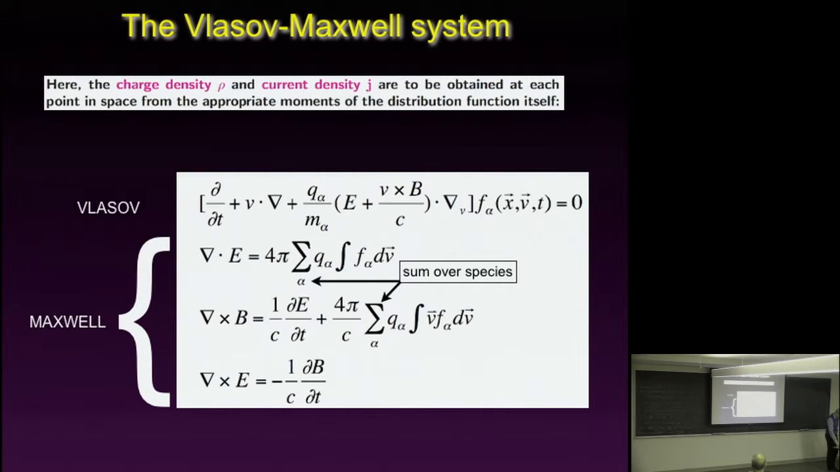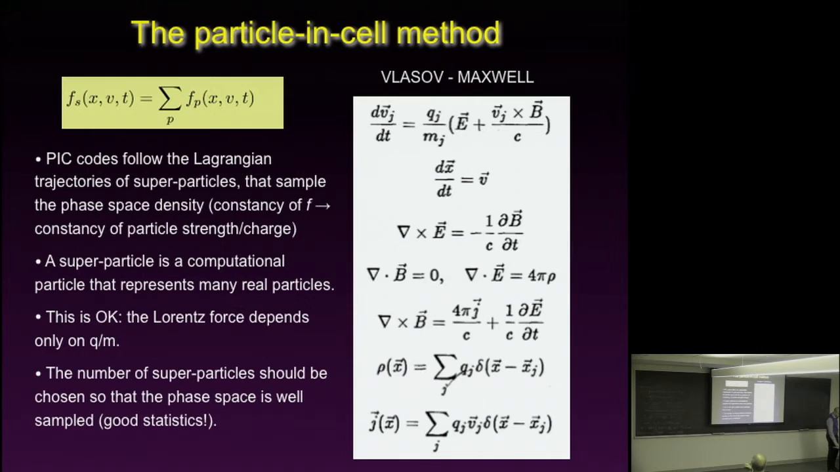OK, so we have the option to solve this in six-dimensional phase space. What is the other option? The other option is to discretize the distribution function for the species S as a sum over individual simple distribution functions. And these individual simple distribution functions are, in reality, particles that we use to discretize the phase space. So instead of evolving this six-dimensional distribution function, we follow the Lagrangian trajectories of macro particles, macro charged particles, that are sampling the phase space density.